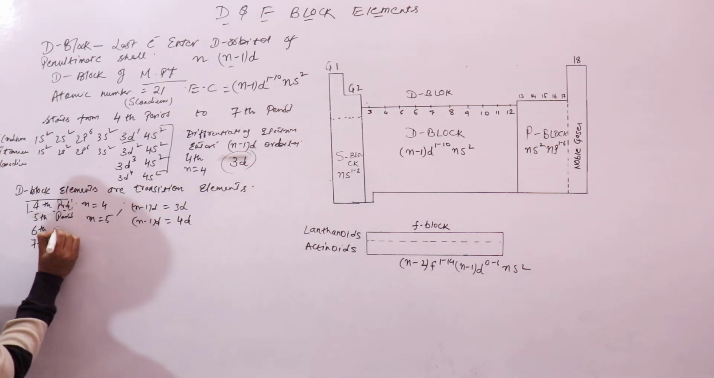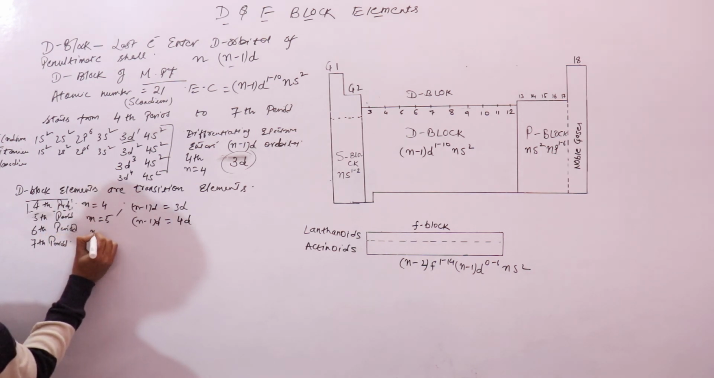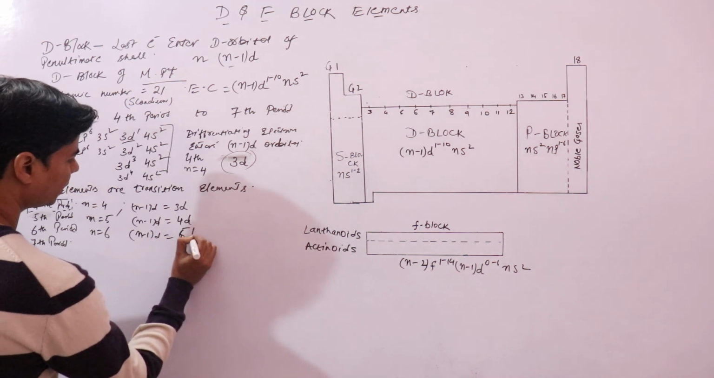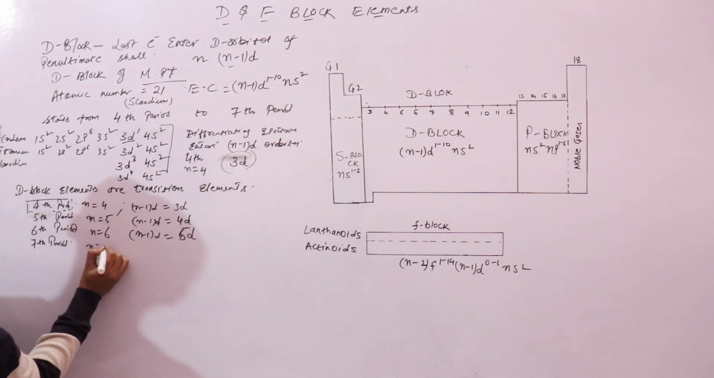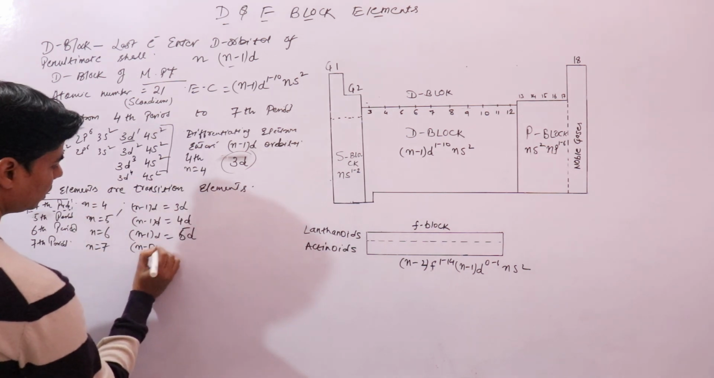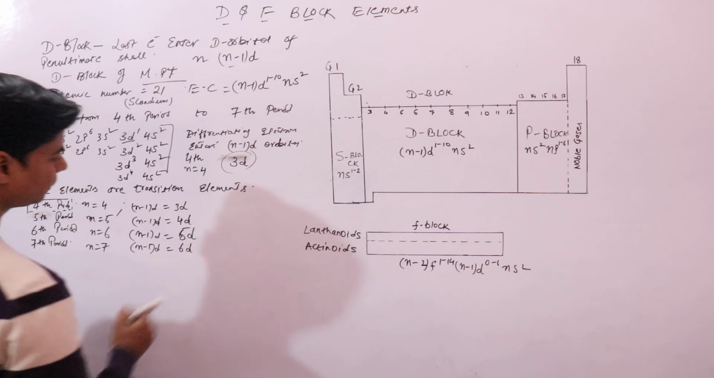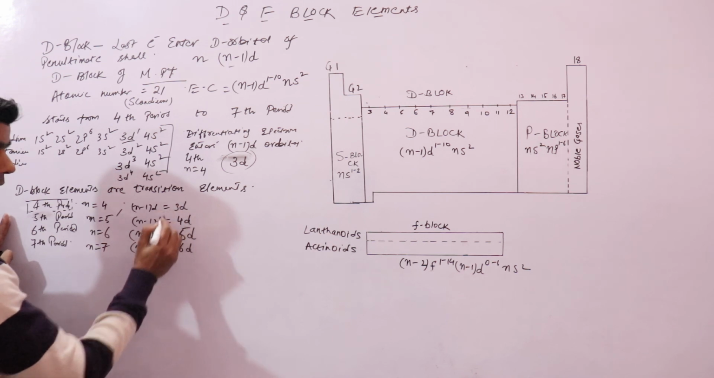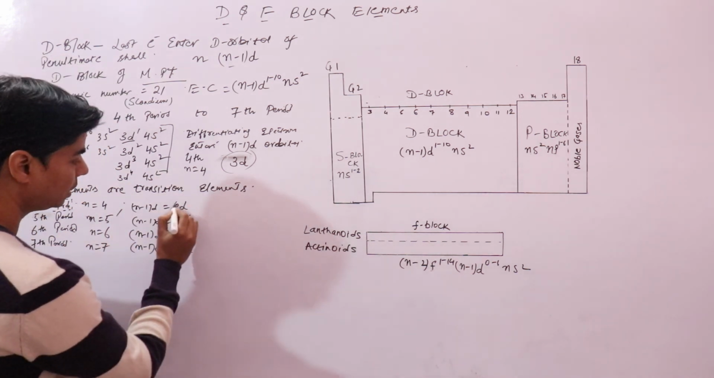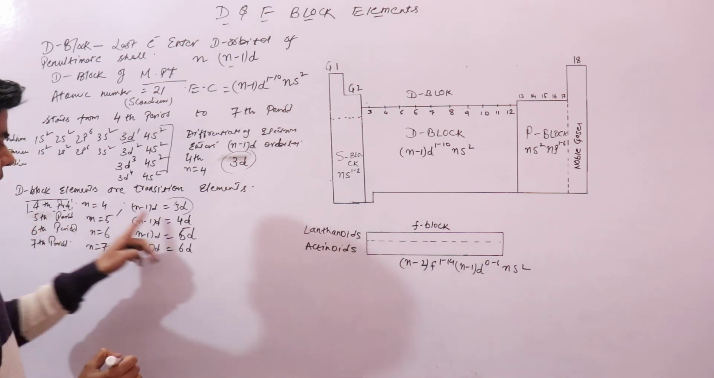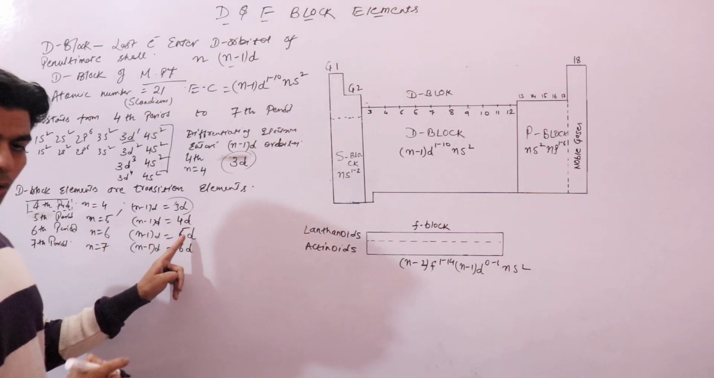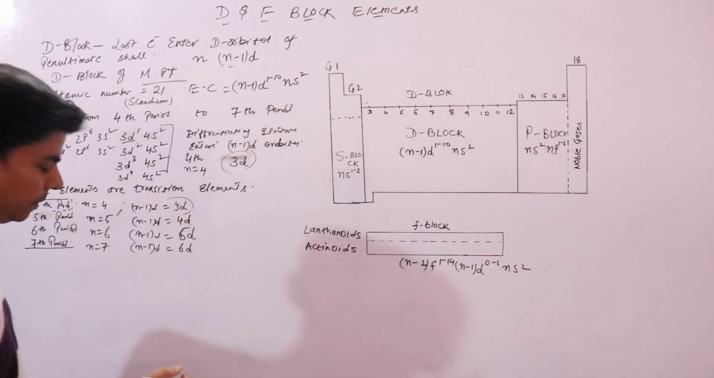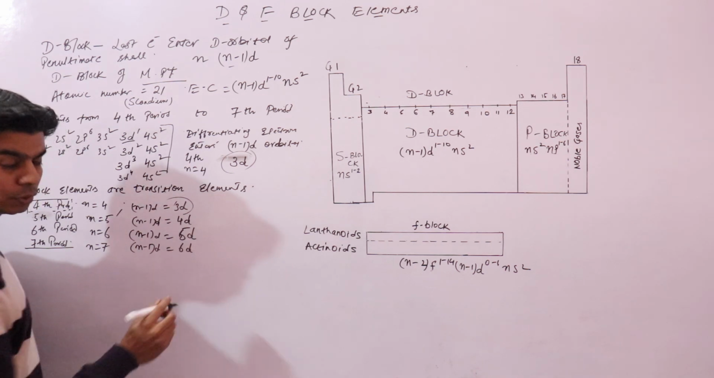Similarly, 6th period, n is equals to 6. n minus 1 d is equals to 5d. Similarly, for 7th period, n is equals to 7. n minus 1 d is equals to 6d. Right? So in case of 4th period, the last electron, the differentiating electron will enter the 3d orbital. In case of 5th period, it will enter to 4d. It will enter into 4d orbital. In the 7th period, in the elements of 7th period, the last electron will enter into your 6d orbital.